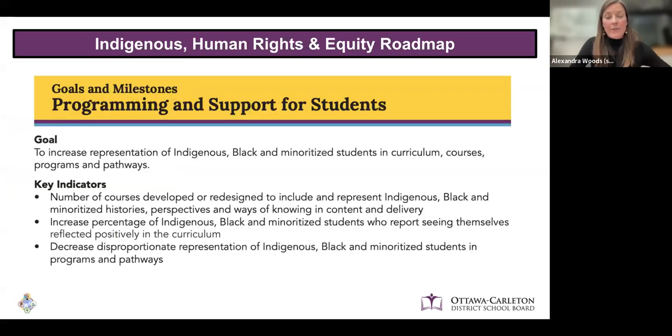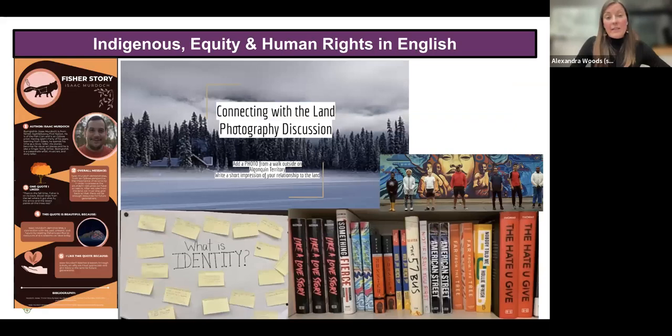So one of the areas of the roadmap that guides teacher instruction is the programming and support for students section. That section outlines programming goals, including the redevelopment of courses to include and represent Indigenous, Black, and minoritized histories, perspectives, and ways of knowing, and also increased representation in the curriculum. And so the Indigenous Human Rights and Equity Roadmap is really a guide for text selection and for instructional decisions and planning. This slide shows some of the lessons and the student work that is reflective of that roadmap, all from English classes this year.